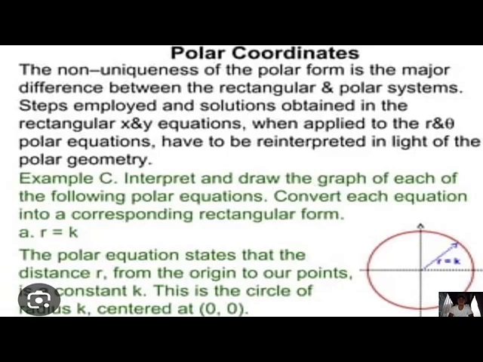Example: interpret and draw the graph of each of the following polar equations. Convert each equation into a corresponding rectangular form. r is equal to K. The polar equation states that the distance r from the origin to our points is a constant K. This is the circle of radius K centered at (0, 0).